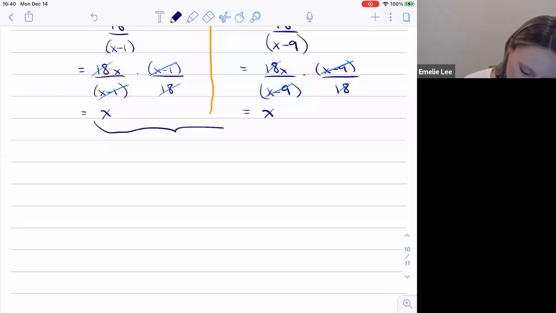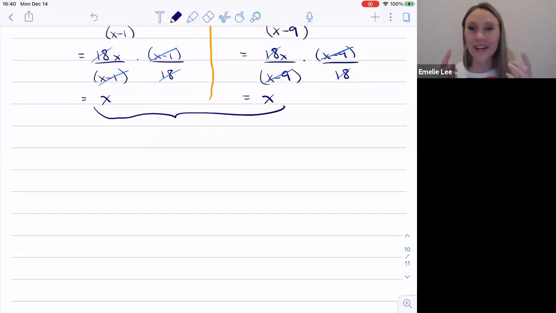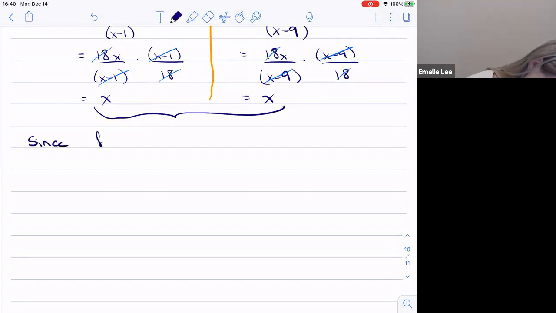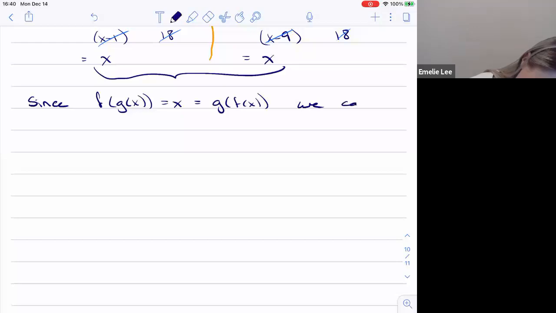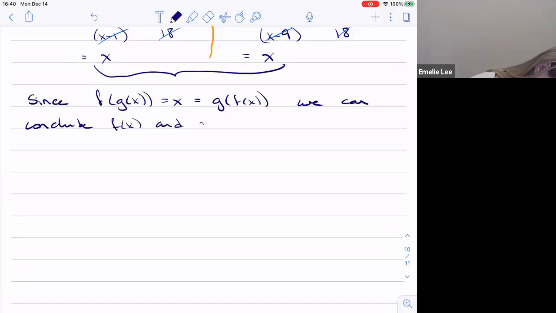All right. So now don't forget your conclusion. You did all that work. You have to tell me why you did it. Show me what it means. So since f of g of x is equal to x, which is equal to g of f of x, or some form of that, we can conclude that f and g are inverses of each other. f of x and g of x are inverses of each other.